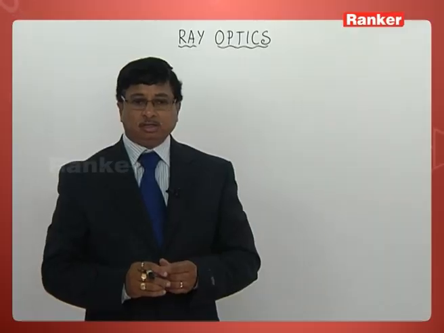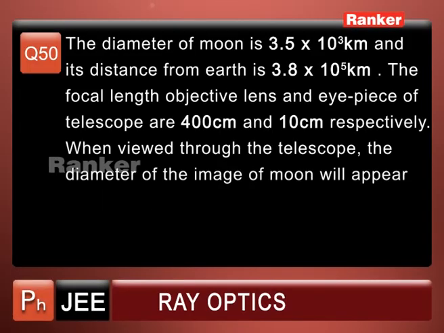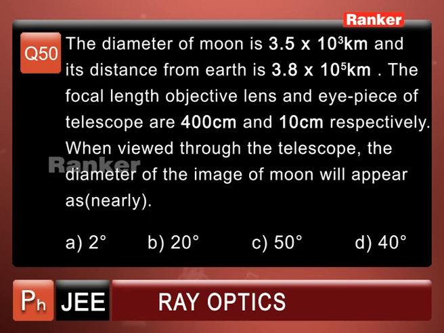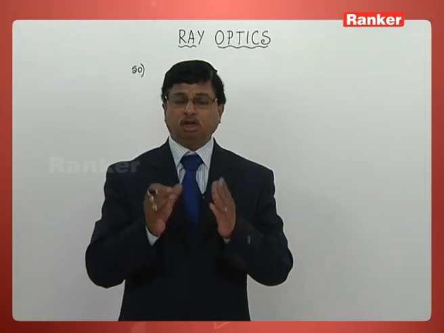Problem 50 says that the diameter of the moon is 3.5 into 10 cube kilometer, and its distance from the earth is 3.8 into 10 power 5 kilometer. The focal lengths of the objective lens and eyepiece of a telescope are 400 centimeter and 10 centimeter respectively. When viewed through the telescope, the diameter of the image of the moon will appear as nearly how much? That is the concept.